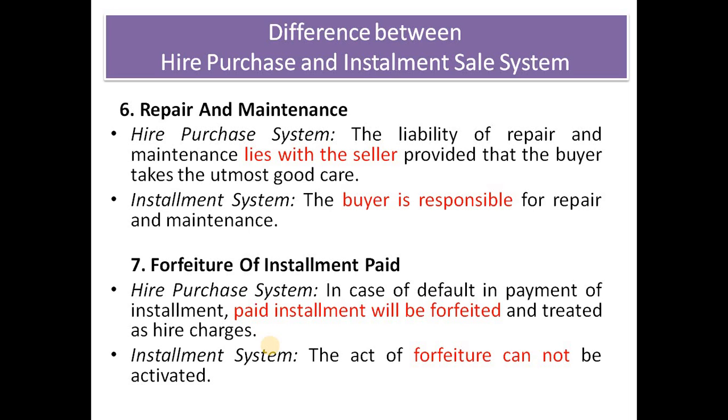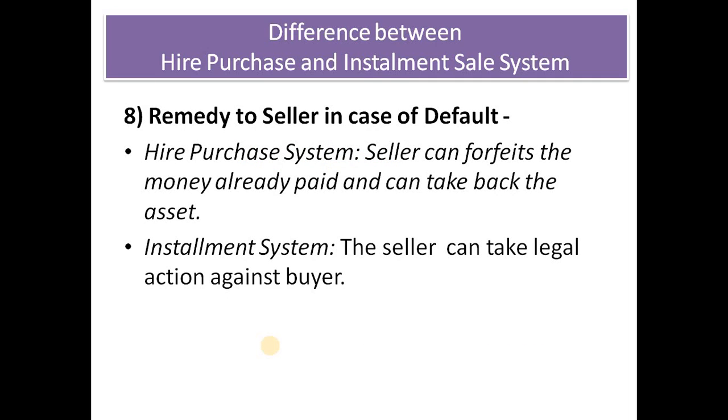Forfeiture of installments paid. Hire purchase system, in case of default, whatever installments paid will be forfeited, and the act of forfeiture cannot be applied in case of installment sale system. This is again one of the major differences between the two. Remedy to seller in case of default. What option is available if the buyer defaults? Then the seller can forfeit the money already paid and can take back the asset in case of hire purchase system. The seller can take legal action against the buyer in case of installment sale system. He cannot take back the goods. He cannot forfeit the amount.